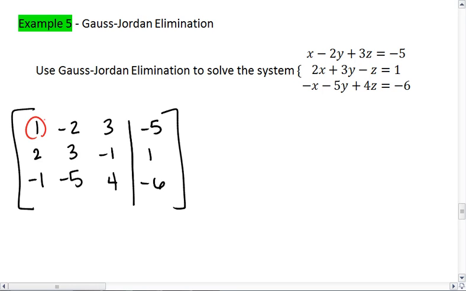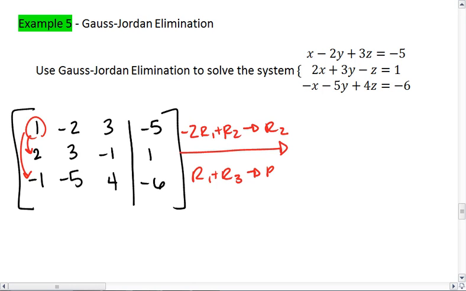Okay, I already have a leading 1, this is great, and I want to use that leading 1 to get rid of the 2 and the 1 below it. I'm going to take negative 2 times row 1 plus row 2 to become my new row 2. And then just row 1 plus row 3 to become my new row 3.